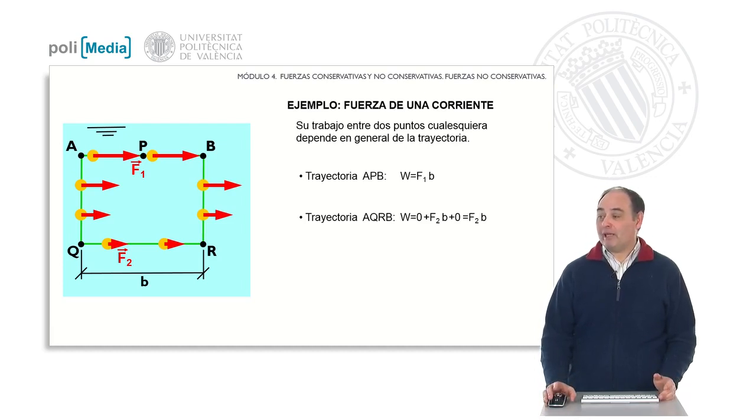In balance, the trajectory A, Q, R, B gives me a work F2B, since F1 is larger than F2, as we see in the figure. It turns out that the work exerted by the force of the current is greater going in a straight line than passing through the bottom. Therefore, depending on the path, it is a non-conservative force.